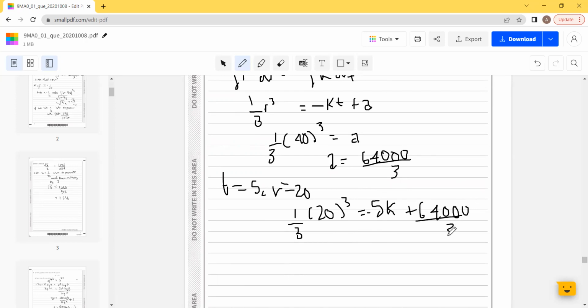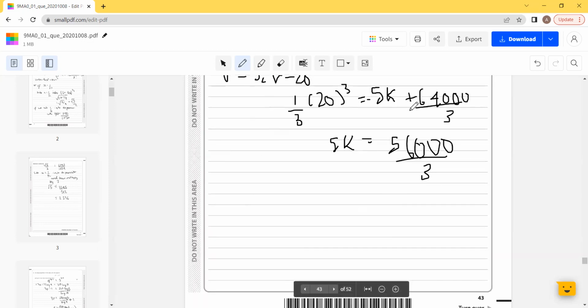Okay, so 5k is equal to, well, what's that equal to? 64,000 over 3 minus 1/3 of 20 cubed, which is 56,000 over 3. Okay, 56,000 over 3. So k is equal to this divided by 5, which is 11,200 over 3.